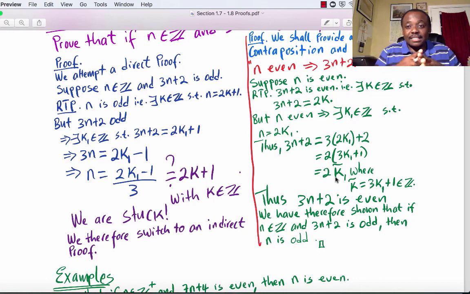And my k in this case is my k wiggle, which is 3k1 plus 1. Therefore, 3n plus 2 is even. Hence, my original problem holds, i.e., if n is an integer and 3n plus 2 is odd, then n is odd. Done. That is proof by contraposition. We use the contrapositive of P implies Q to prove that P implies Q.